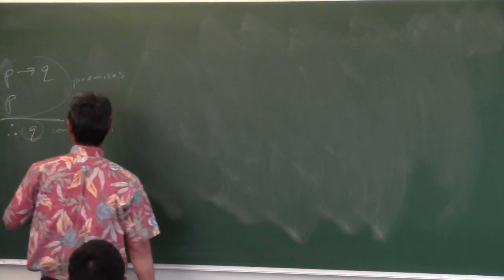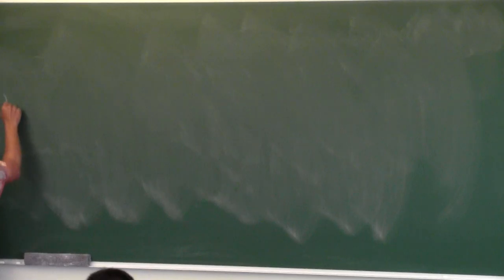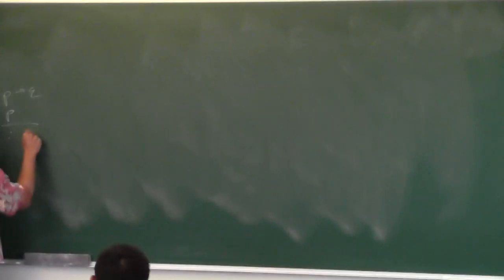Okay, let's look at another one. I'm going to erase this. This is all in your notes, by the way. This is the second most famous. Oh, by the way, there's a name for this one. Oh, I erased it. If P, then Q. P, therefore Q. Modus ponens.